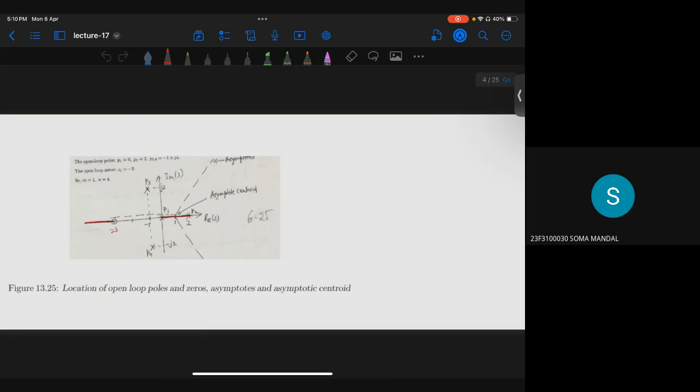Okay, so then we look at the poles. We have one at 0, another at 2, another at -1 plus j2, and -1 minus j2 is the other pole location, and the zero is at -3. That is our first step.